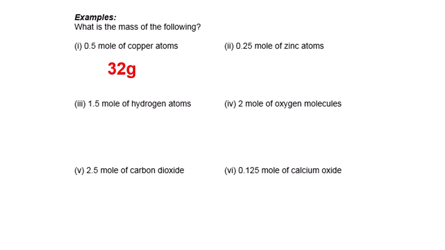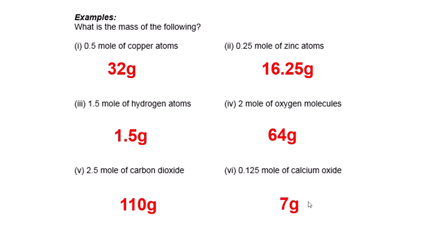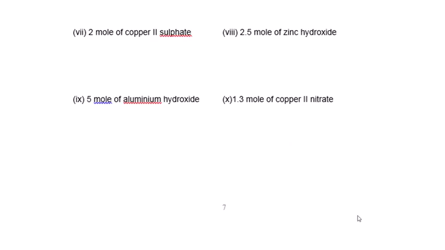So the numerical answers: half a mole of copper, 32, quarter of a mole of zinc, 16.25, 1.5 mole of hydrogen atoms would be 1.5. So if you look at hydrogen atom as H, so 1.5 times 1.5. Oxygen molecules would be O2, so 1 mole of those would be 32, so 2 moles would be 64. Carbon dioxide, CO2, so 2.5 moles times 44 would be 110 grams. Calcium oxide works out to be 7 grams.